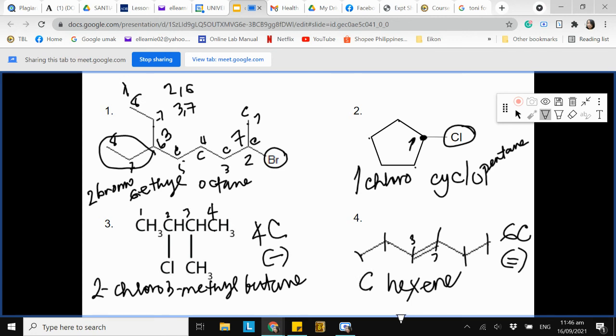It's gonna be... ba yan? 6 tuloy nalagay ko. Siya nga. So, it's just gonna be 3-hexene. So, that's the name of the compound. Okay?